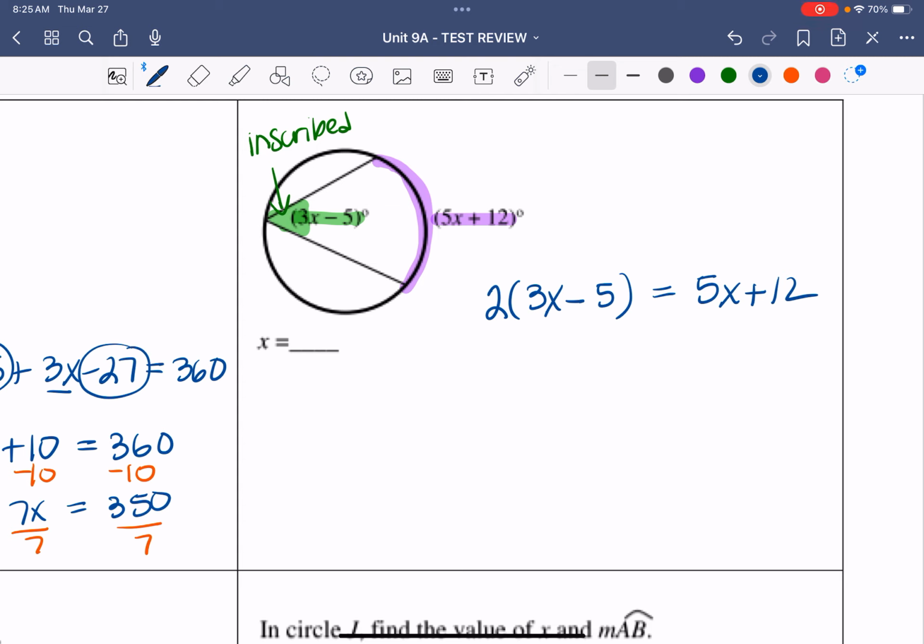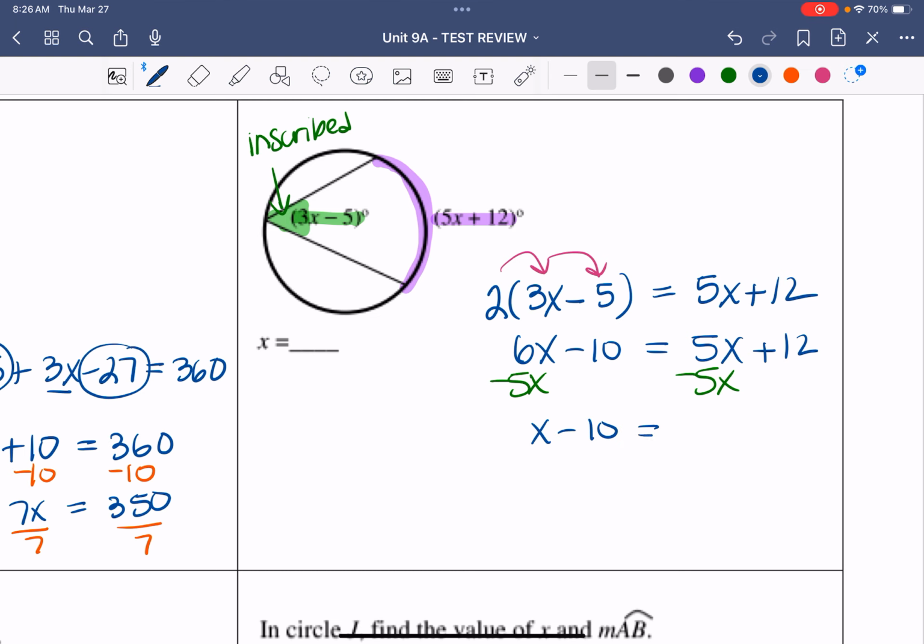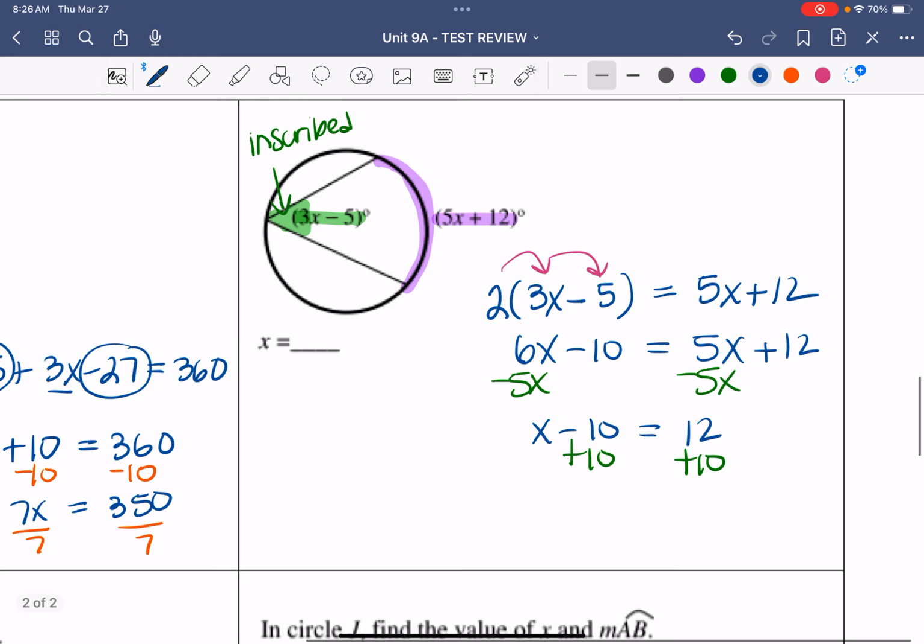Okay, so we're going to solve this by doing distribution first. So that gives me 6x minus 10. Other side stays the same. I'm going to subtract 5x from both sides. So x minus 10 equals 12. And then we're going to add 10. So x equals 22.